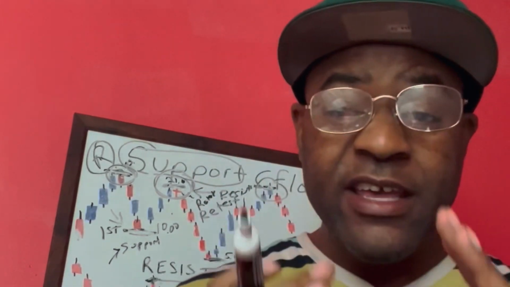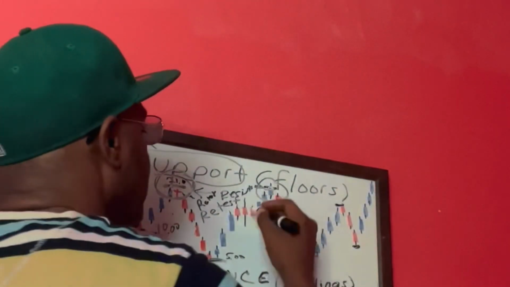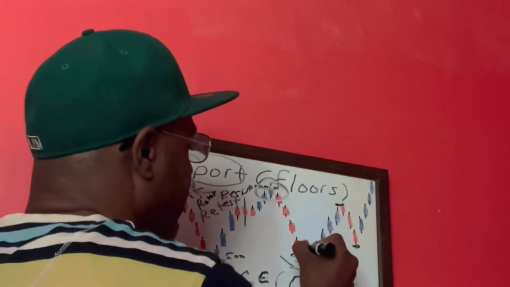That is called a resistance. It hit your ceiling. Remember the example that I gave you earlier: when the ball hits the ceiling, more than likely it's going to fall, and vice versa. When the ball hits the floor, more than likely it's going to come up. It's the same thing. Think of price action as a ball. Once it hits that ceiling, more than likely it's going to fall. And that's what happened. Right here, boom, it fell again.